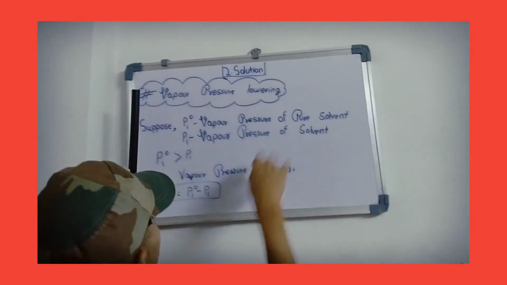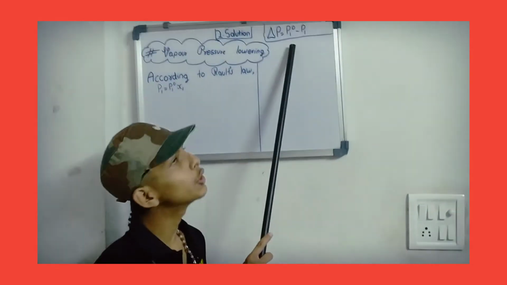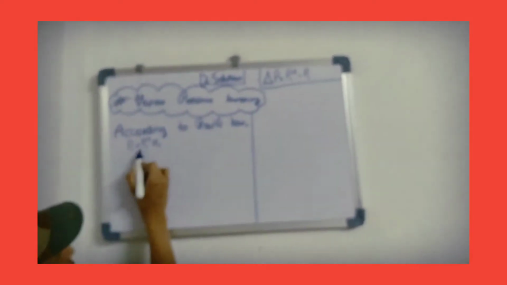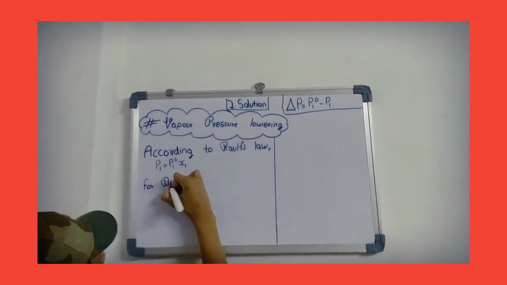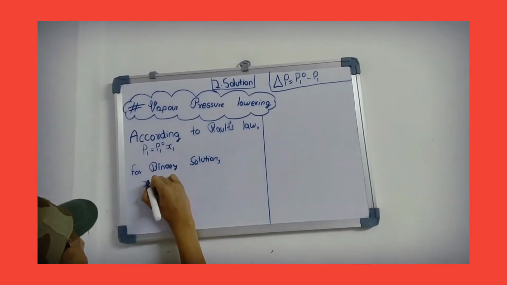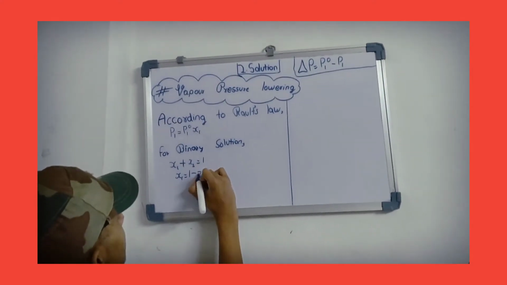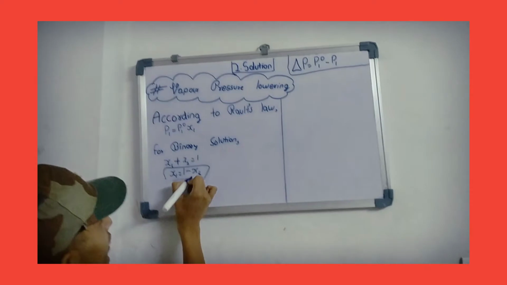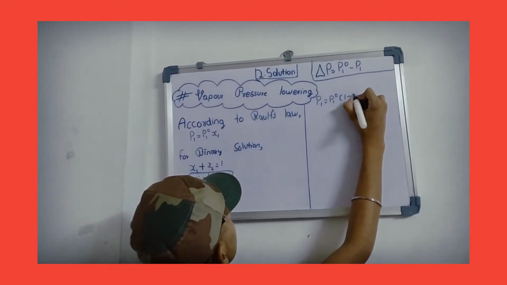So now we have understood the vapor pressure lowering, and now we will find one more value of the vapor pressure lowering. We have understood that delta P is equal to P1 naught minus P1. Now according to Raoult's law, we know that P1 is equal to P1 naught into x1. For a binary solution, x1 plus x2 equals 1, and therefore x1 becomes 1 minus x2. If we substitute this value in this equation, then we get P1 is equal to P1 naught into (1 minus x2).